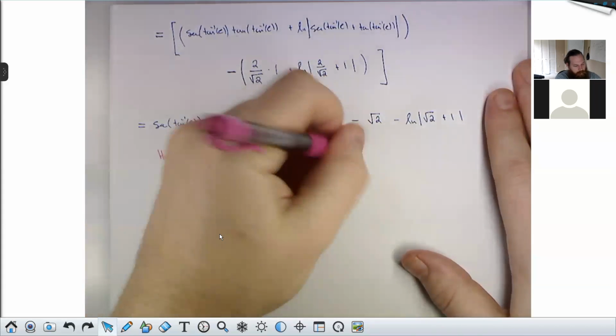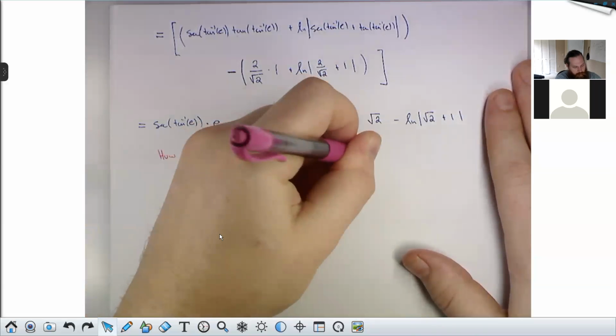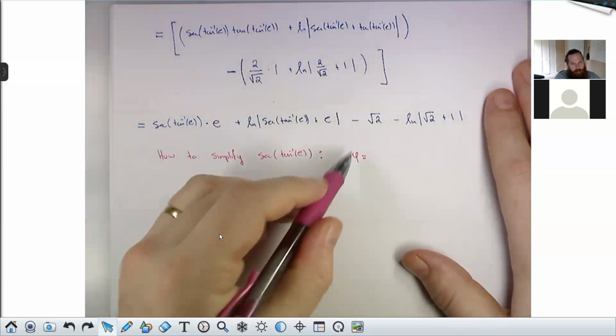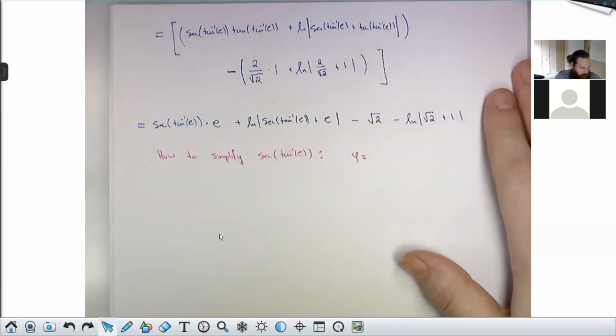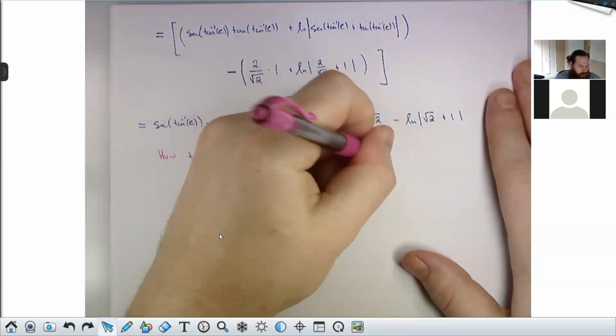First, the inside, call that some variable, phi. I like to use a Greek letter because it's an angle, and I don't want to use theta because I used theta to mean something earlier.